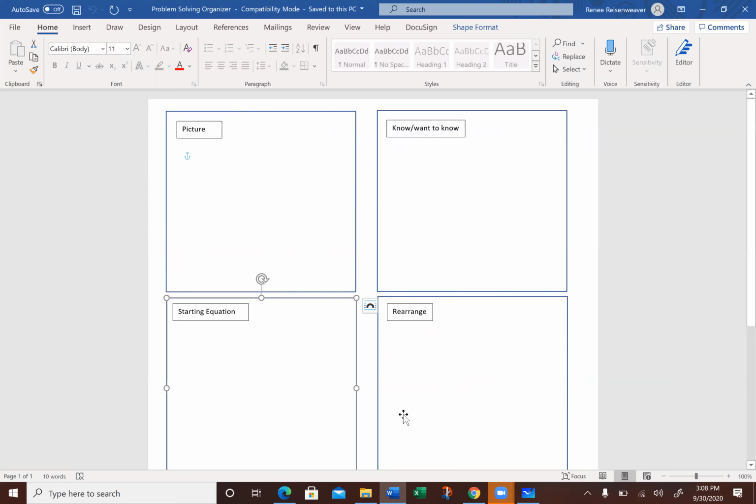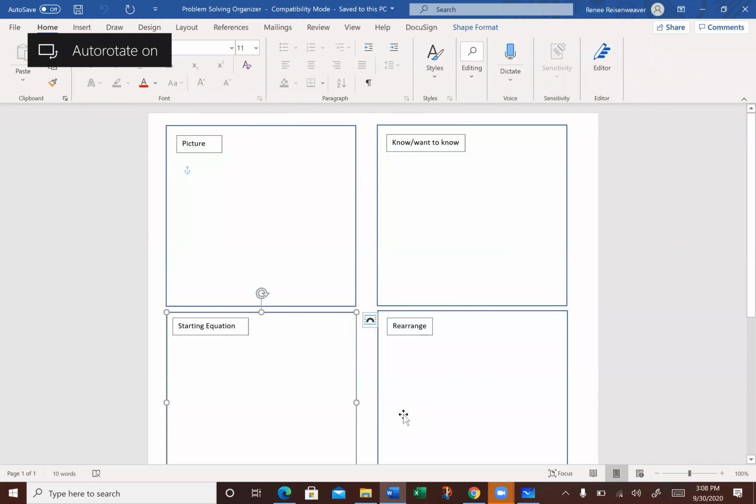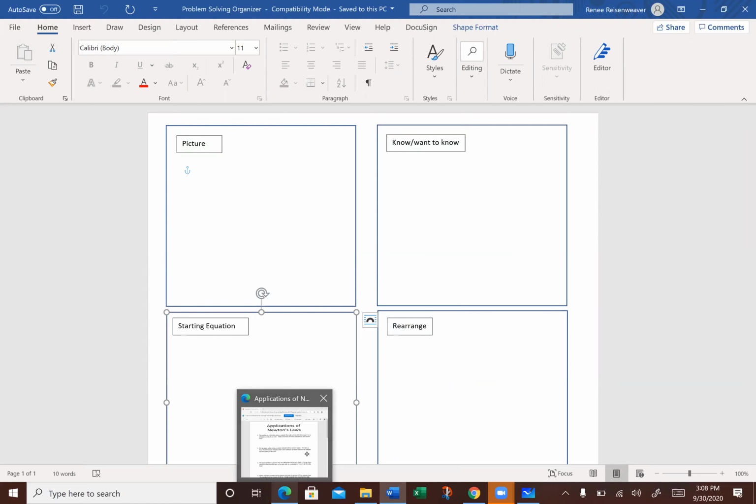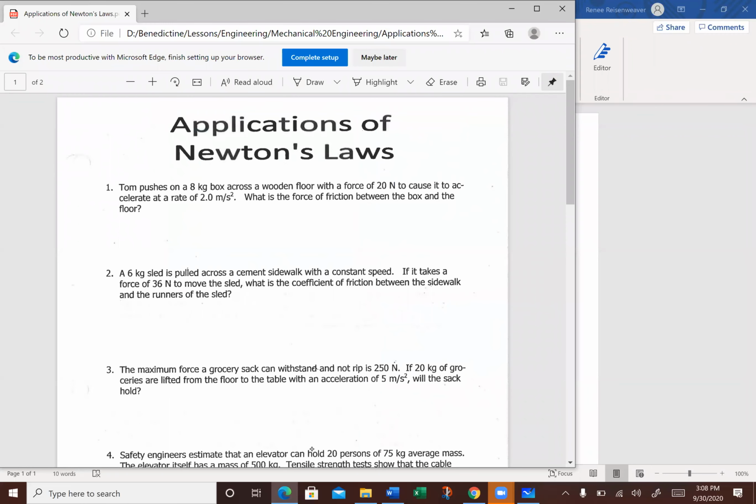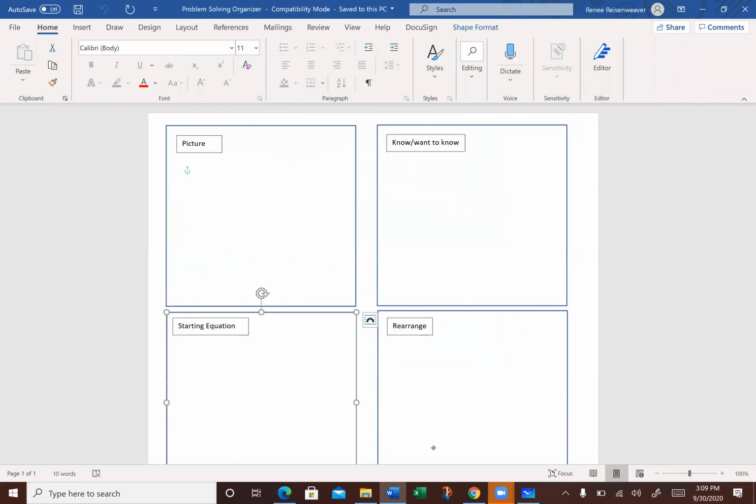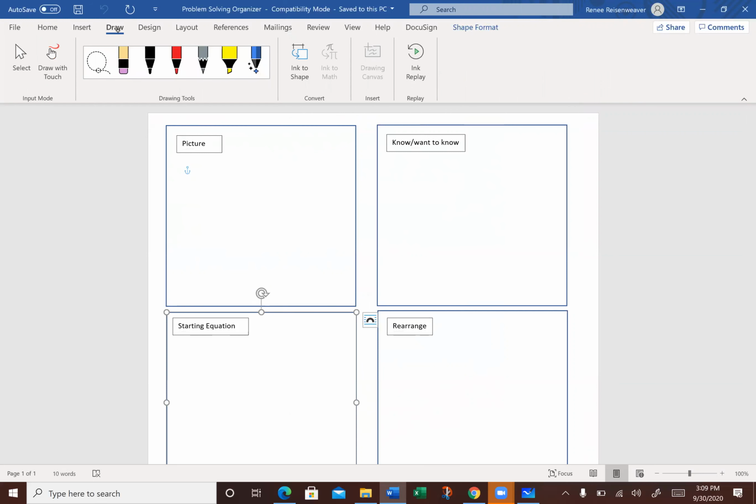So together, if we take a look at the question. So number 1, we simply go to the question, right? It says, Tom pushes an 8-kilogram box across a wooden floor with a force of 20 newtons to cause it to accelerate at a rate of 2.0 meters per second squared. What is the force of friction between the box and the floor? So I'm going to go back over here, and in my picture, I am going to draw my picture, right? So we'll begin with a box on the wooden floor.